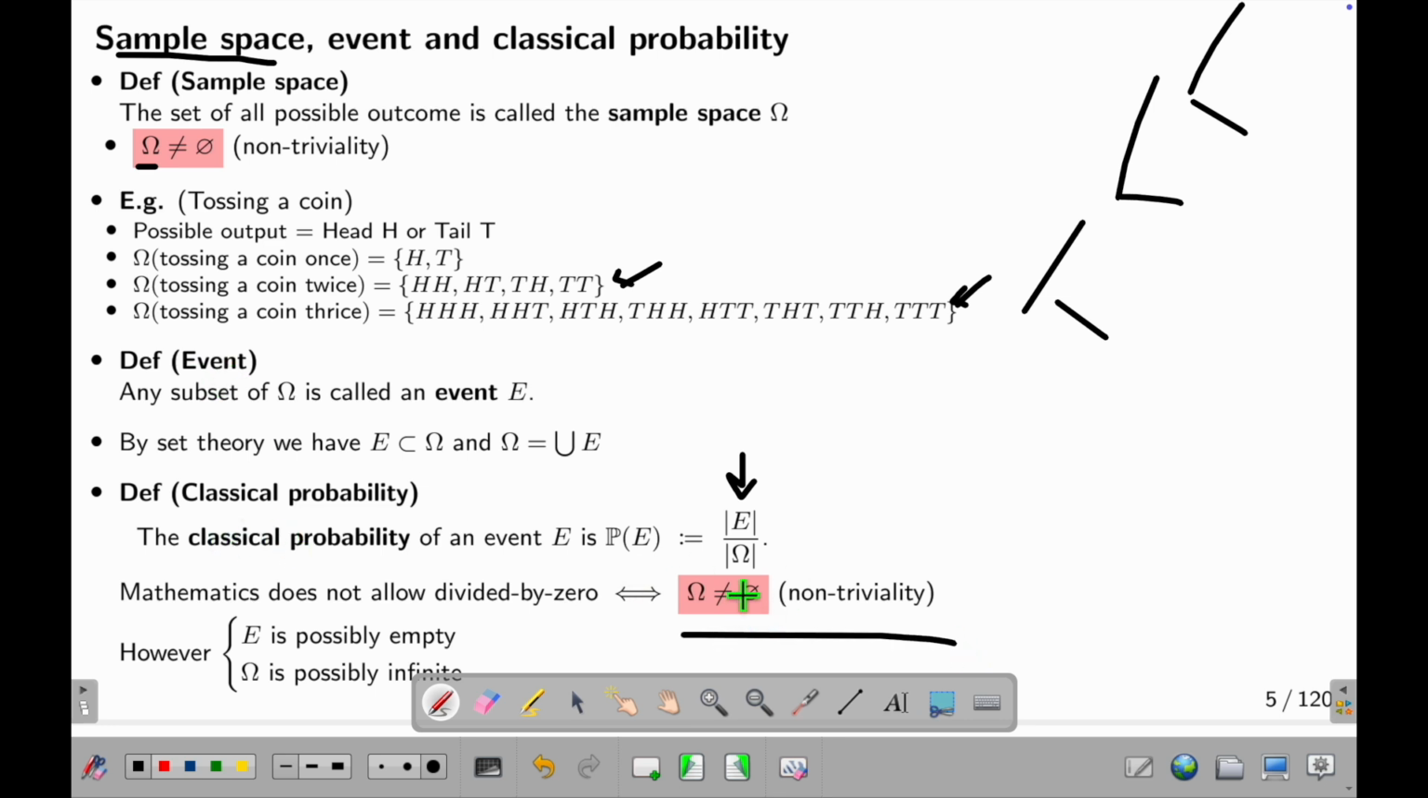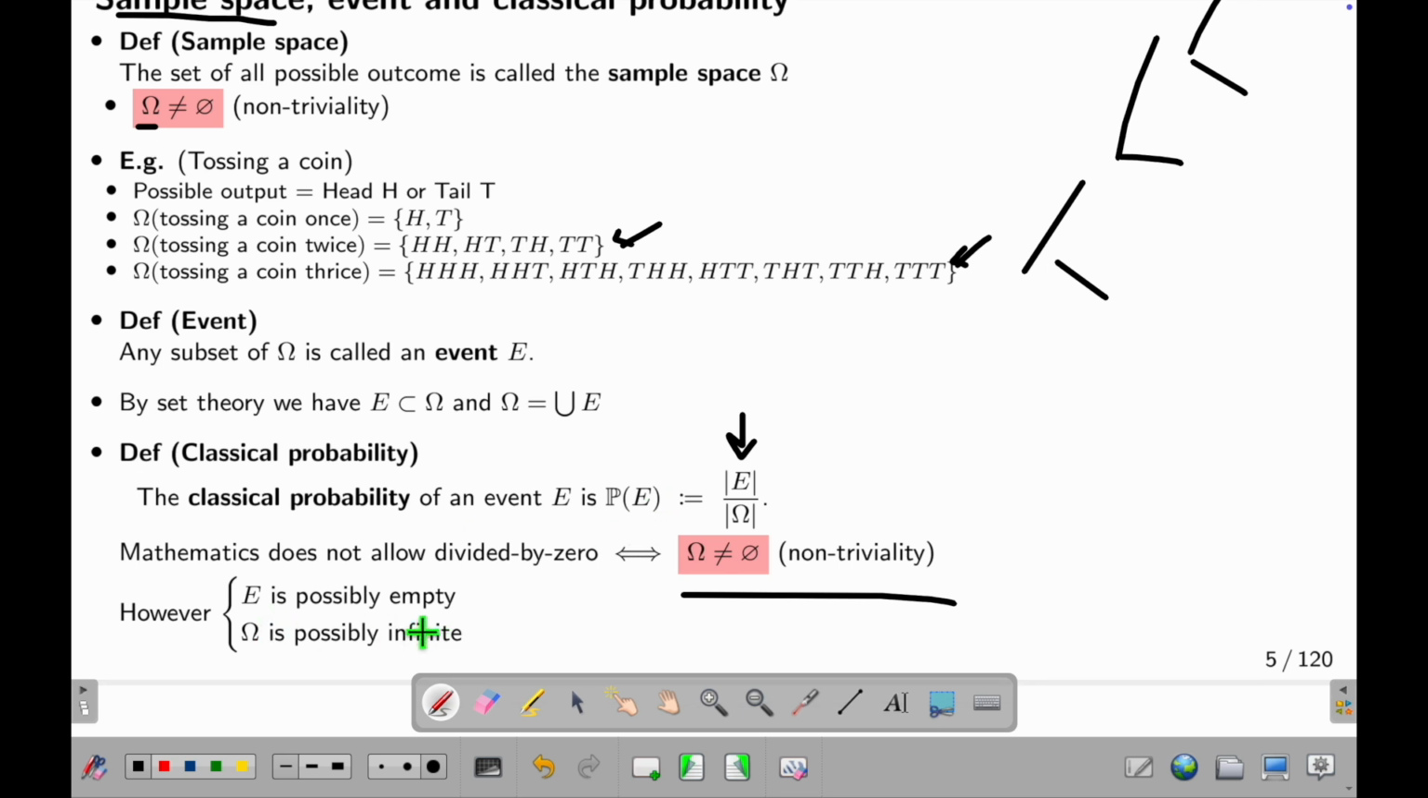And because we cannot divide by 0, that's why we have this. Important: E can be the empty set. For example, I can say I toss a coin 3 times and I'm asking for 4 heads. Impossible. So it's the empty set. And also, omega can be infinite.